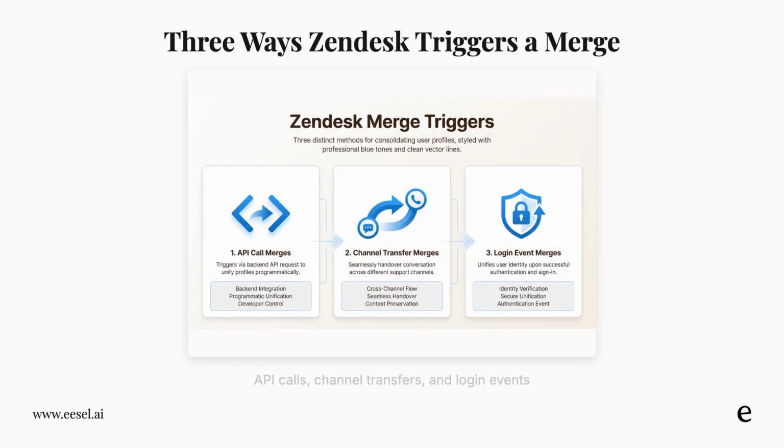There are three ways a merge can be triggered in Zendesk messaging: through an explicit API call, through a channel transfer when a customer moves between channels, and through a login event when an anonymous user authenticates. Understanding which trigger applies to your use case determines what you need to implement.